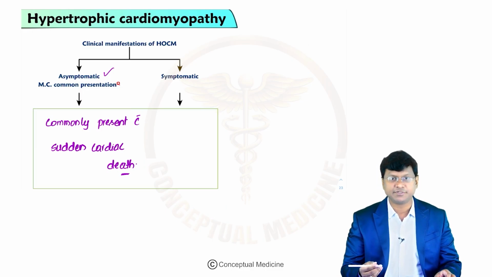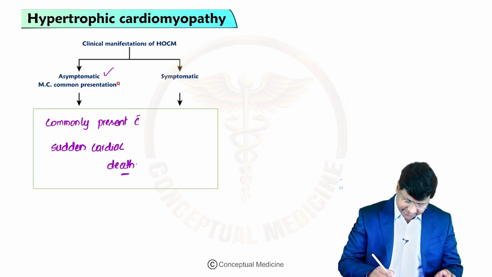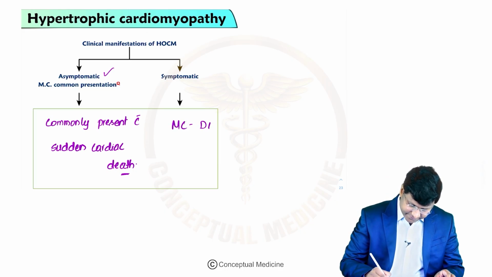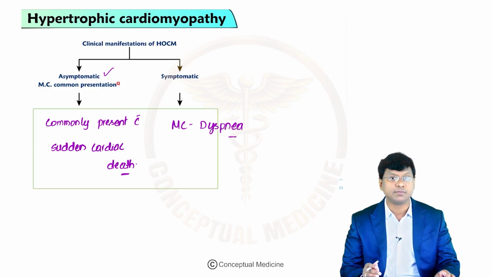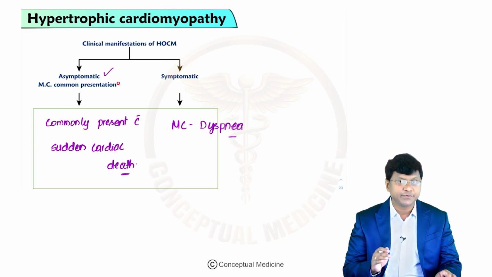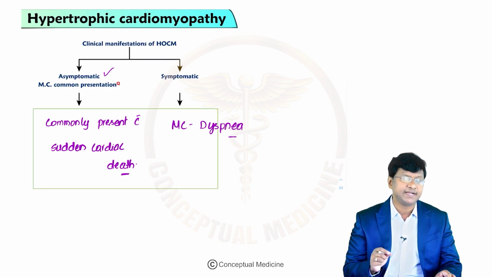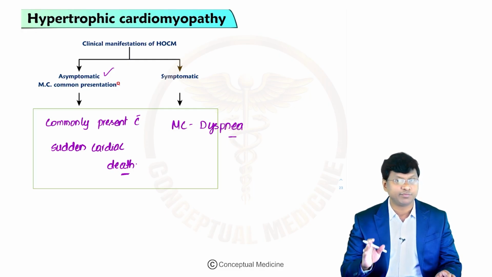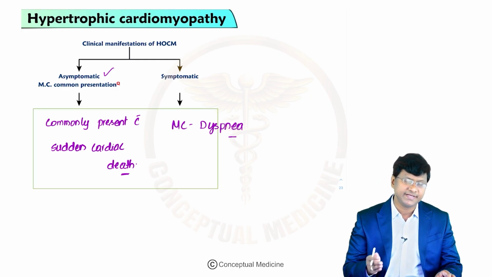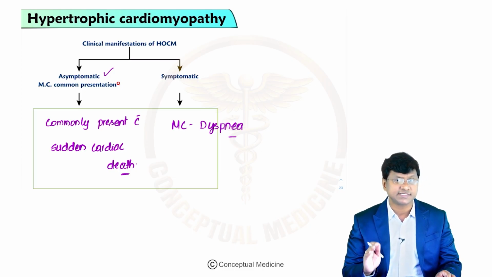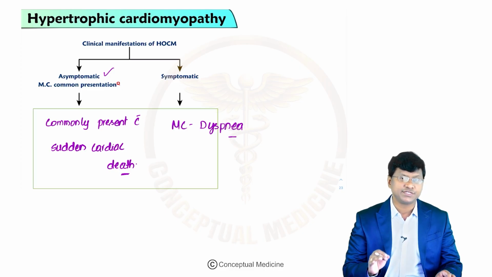And if they are symptomatic, the most common symptom will be dyspnea. If you take the symptomatology in detail, why the dyspnea occurs and why other features develop, let me discuss that in detail. Symptomatic patients have higher chances of mortality, and even asymptomatic individuals can present with sudden cardiac death, but the clinical manifestations or prognosis completely depend upon the gene which is mutated.